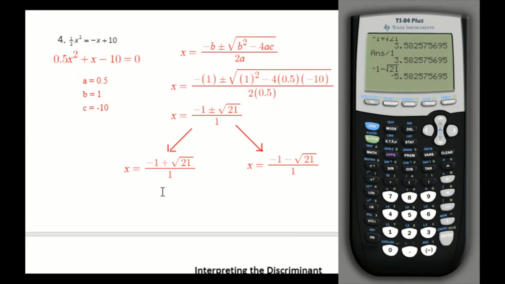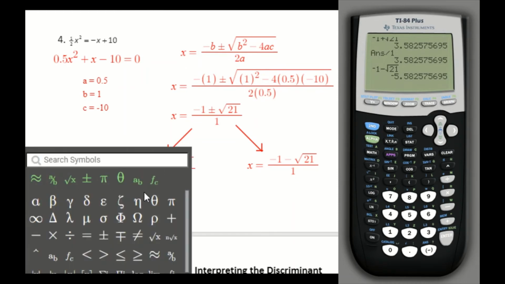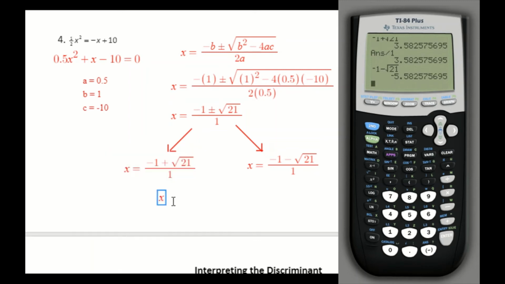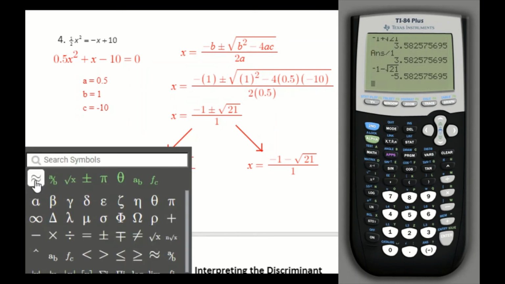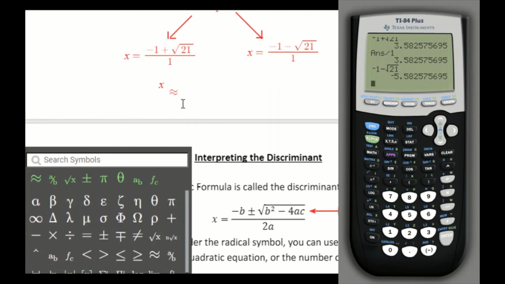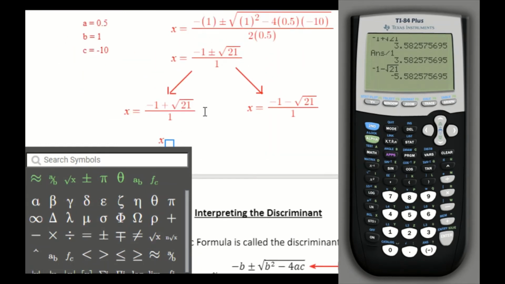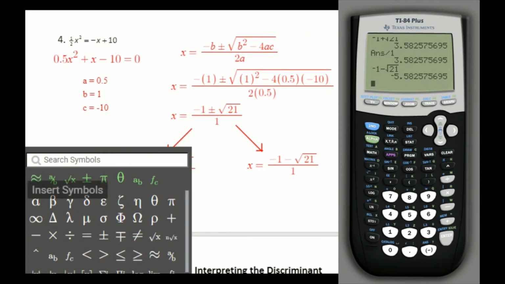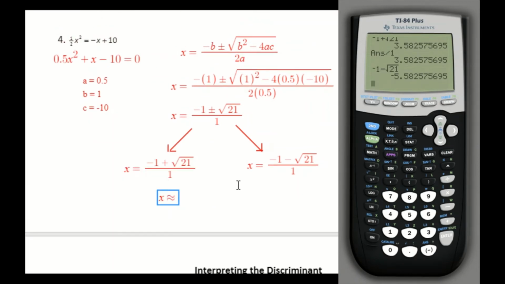We've got x is approximately, again, we're estimating here. These are not exact solutions, but they're pretty close. Oh, did it not give it to me? There it is. What's going on here? Come on, Cam, you work with me here. Okay, so here we go. If we're rounding to 2 decimal places, we'll do 3.58. And then we'll do x is approximately equal to negative 5.58.